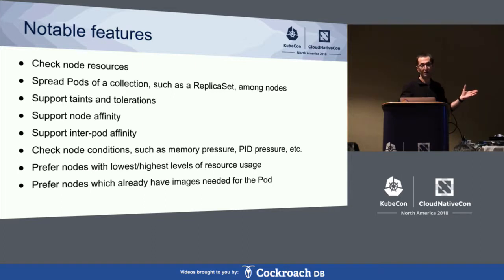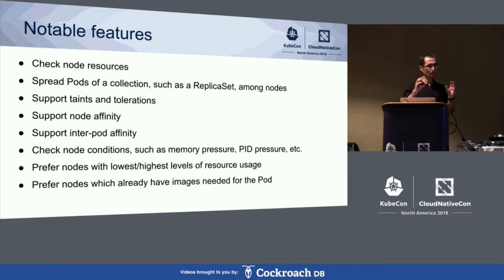Kubernetes Scheduler supports checking node conditions. In Kubernetes, nodes can have certain conditions. For example, if a node is under memory pressure, it gets this memory pressure condition. Or if there is a PID pressure, it gets that condition. So the scheduler tries to avoid those nodes which have issues or are under certain restrictions.